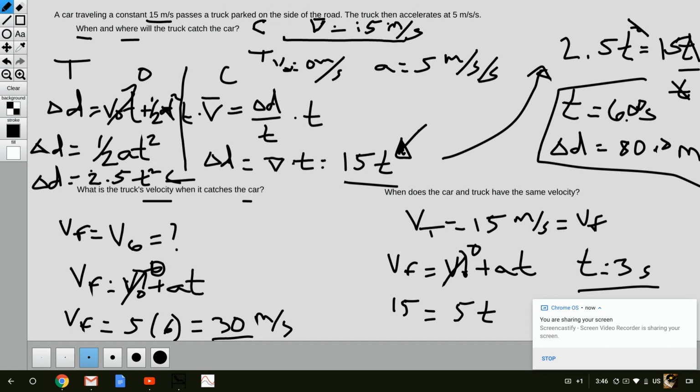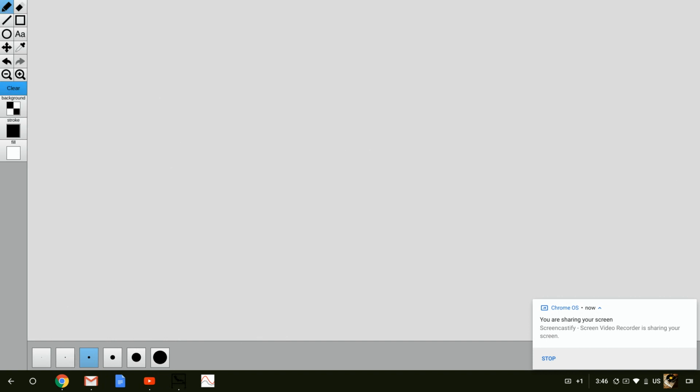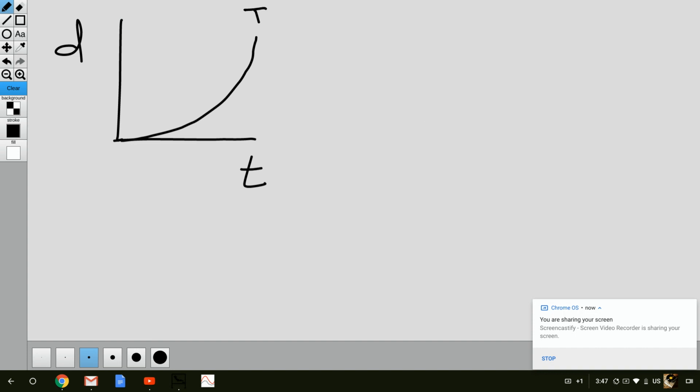Now, oftentimes they're going to want you to graph this when you're done. So let's graph it. So I'm going to clear all this and let's graph. If we have a D versus T graph here, the truck is the one that started at rest. So it's going to initially have a very flat line, but at the end it's sped up. So it's a curved line like so. So this would be the truck. The car, however, was a constant velocity. So its constant velocity is a straight line sloping upwards like so. And this would be the car.